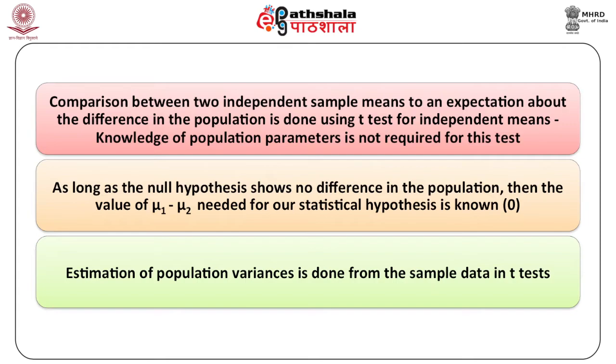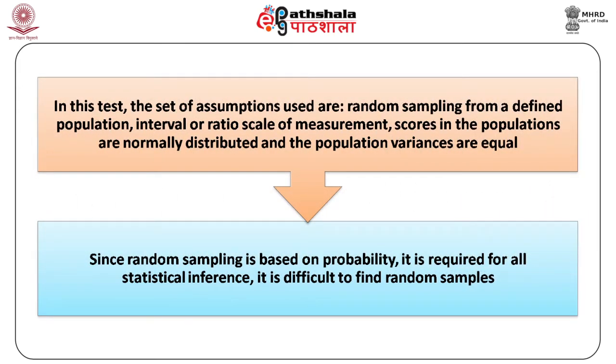As long as the null hypothesis shows no difference in the population, then the value of mu1 minus mu2 needed for our statistical hypothesis is known, that is 0. Estimation of population variances is done from the sample data in t-tests. In this test, the set of assumptions used are random sampling from a defined population, interval or ratio scale of measurement, scores in the population are normally distributed and the population variances are equal.